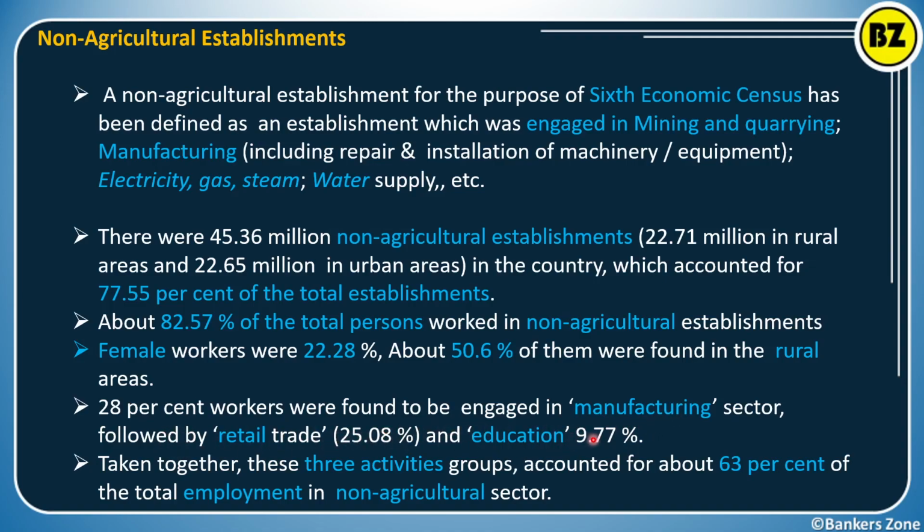Okay, 28% of workers were found to be engaged in manufacturing, followed by retail 25% and education 9%. Taken together, three activities accounted for 63% of the total employment in the non-agricultural sector. So this statement appeared two times, which highlights its importance. Okay, so this statement you have to remember because this is important. If we add three sectors, manufacturing plus retail trade plus education, all three combined have 63% of the employment in the non-agriculture sector. Okay, so this statement is important from the exam point of view.